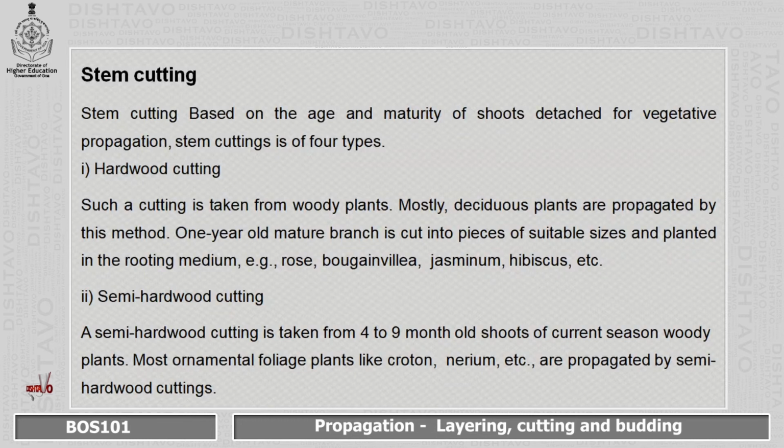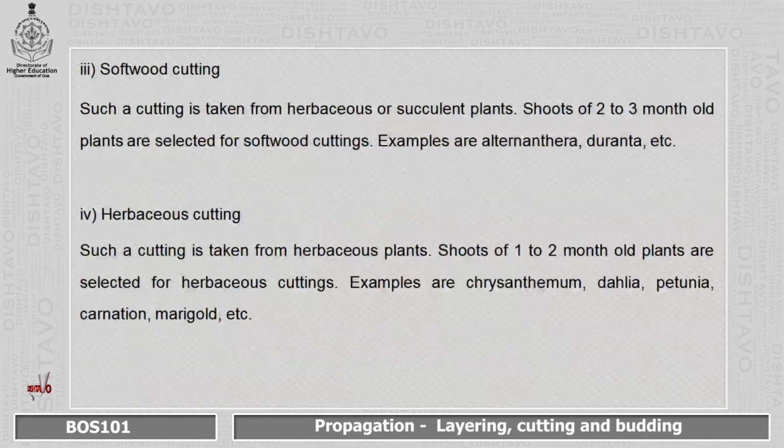Semi-hardwood cutting. A semi-hardwood cutting is taken from 4 to 9-month-old shoots of current season woody plants. Most ornamental foliage plants like nerium are propagated by semi-hardwood cutting. Next is softwood cutting. Such a cutting is taken from herbaceous or succulent plants. Shoots of 2 to 3-month-old plants are selected for softwood cutting. Example, Duranta. Herbaceous cutting. Such a cutting is taken from herbaceous plants. Shoots of 1 to 2-month-old plants are selected for herbaceous cutting. Example, chrysanthemum, dahlia, carnation, marigold, etc.